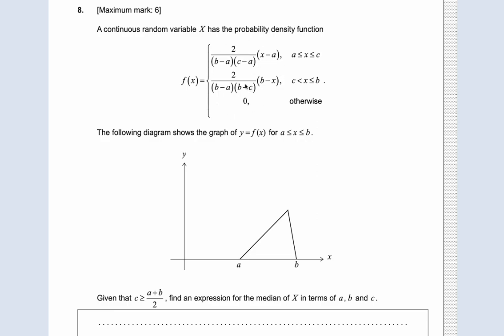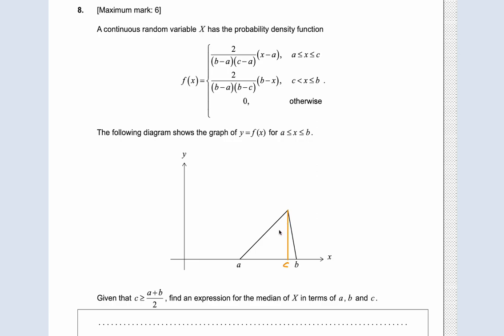So we have a continuous random variable. This is a piecewise function. Essentially, this is this bit and this is this bit. So it goes from A to B, and C is the top of this guy here, down to here. Now it says C is bigger than (A plus B) divided by 2, so it's bigger than halfway between the two, just to be clear. It obviously looks that way, but it's telling you because it might not be drawn to scale. Now it says find an expression for the median of x in terms of A, B, and C.